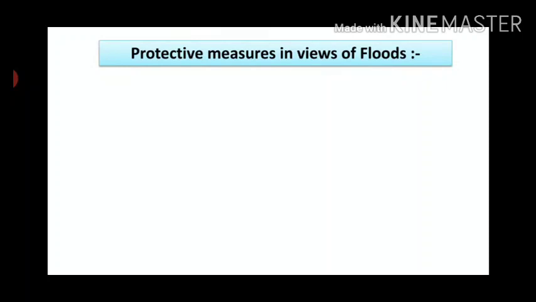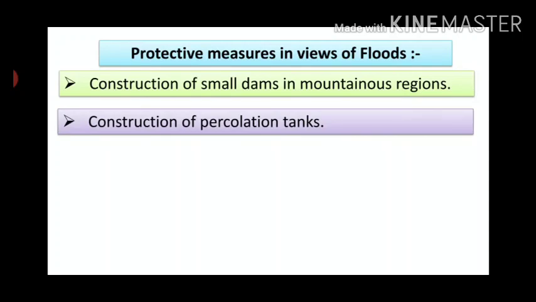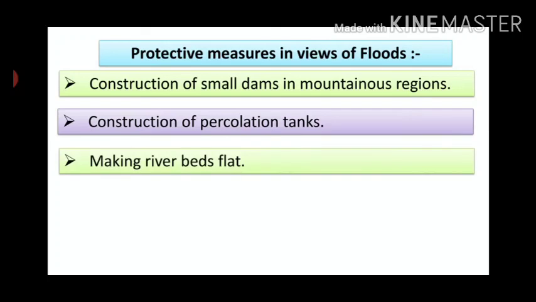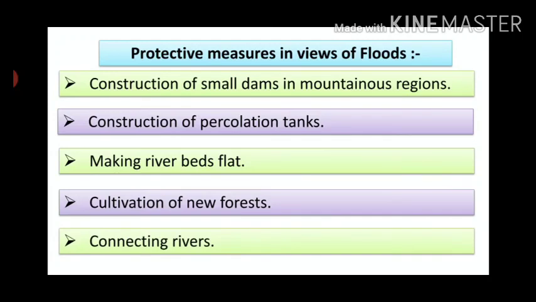Protective measures in view of flood. Now what protective measures can be taken? Construction of small dams in mountainous regions. Second is construction of percolation tanks. Third is making river beds flat. Fourth is cultivation of new forest. Next is connecting rivers.